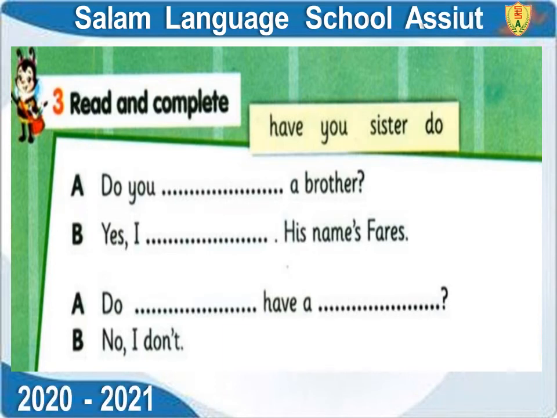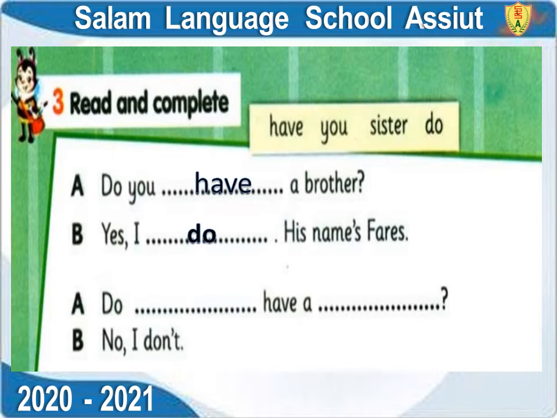Number 3. Read and complete. عندنا have, you, sister, do. الكلمات دول هنحطهم في السبيس اللي عندنا. Letter A: Do you have a brother? Letter B: Yes, I do. His name's Ferris.